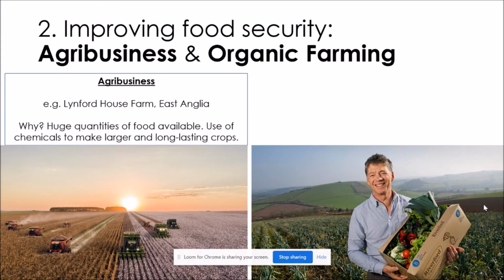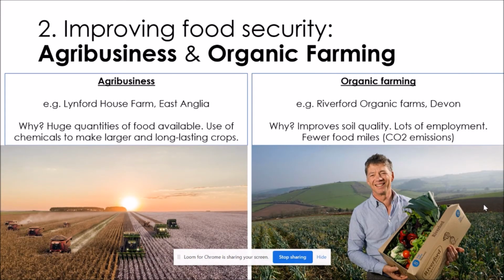So it does ensure that we have got a food supply that will last in the shops and be there for days after we've purchased it, as well as ensuring that we've got a plentiful supply, which also makes it cheaper. Now, the other option is to actually focus on quality rather than quantity if we want to make sure that our food is secure in the UK.